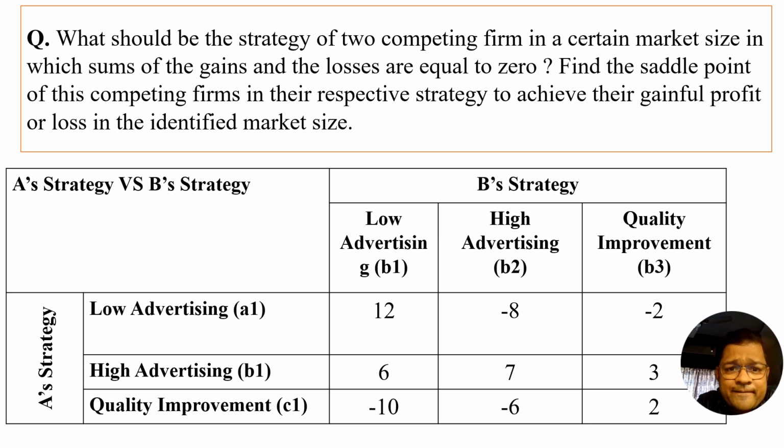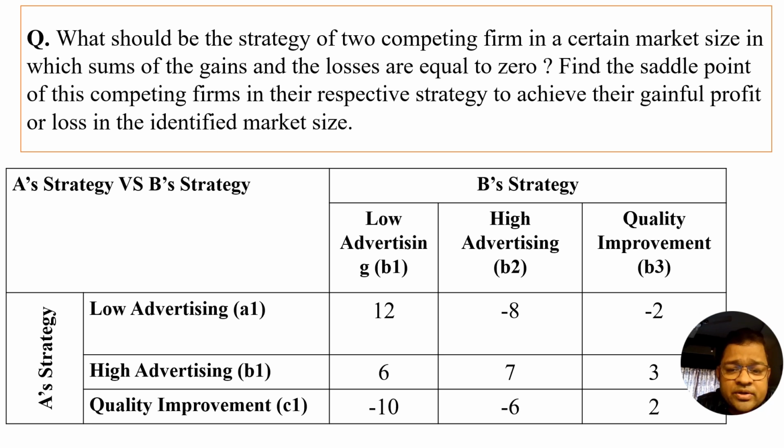The question is, what should be the strategy of two competing firms in a certain market size in which the sum of the gains and the losses is equal to 0? It means there are two firms, A and B. Whatever strategy is taken by A, or whatever strategy should be taken by B, the loss incurred by one is equal to the gain incurred by the other.